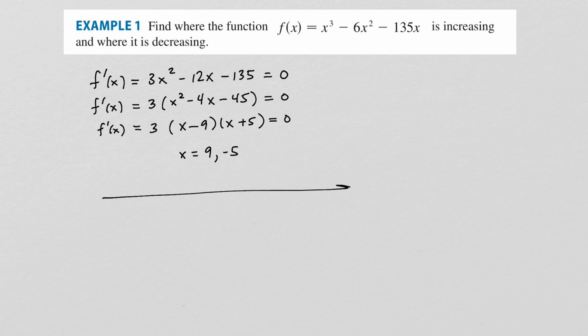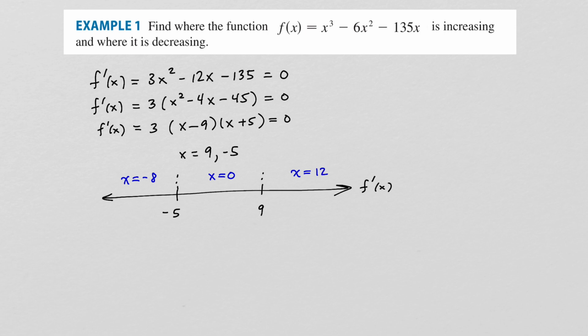To figure out where the derivative is positive or negative, I will draw a number line, put these 2 numbers on that number line, and then we are going to test the derivative on each of the intervals between these numbers, or to the left and right of these numbers. For a number that is less than negative 5, I need to choose any representative, and I will choose negative 8. For a number in between negative 5 and 9, I will choose 0. And for a number to the right of positive 9, I will choose 12.